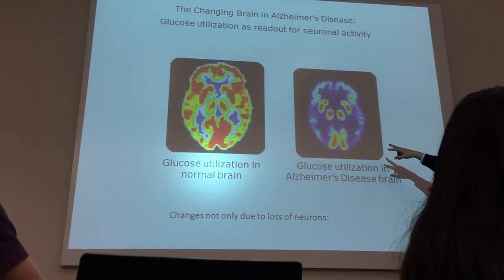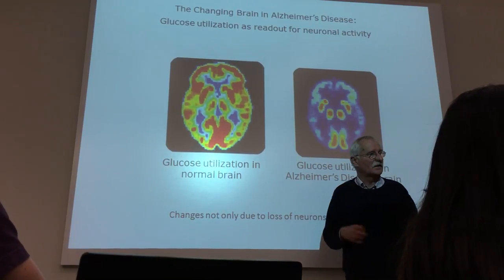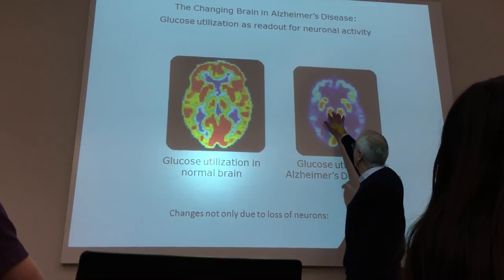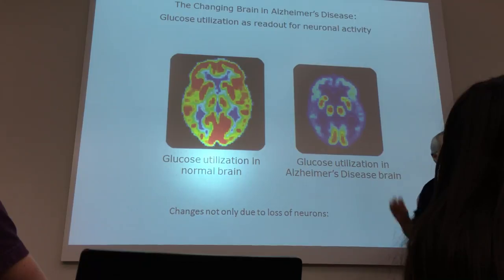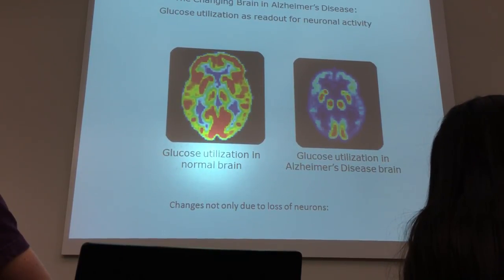And that's actually Alzheimer's disease, and what you can see is that the deep gray matter nuclei are fairly normal, like here the thalamus or the corpus striatum, but there is a massive loss of glucose utilization in the entire cortex. Obviously, this is a patient in a relatively late stage of Alzheimer's disease.